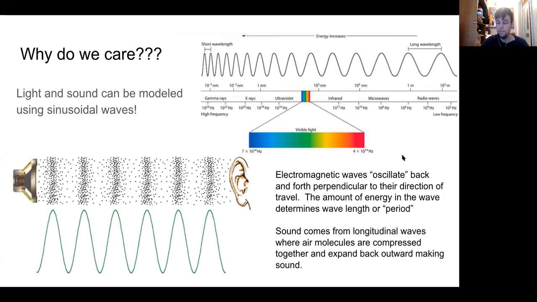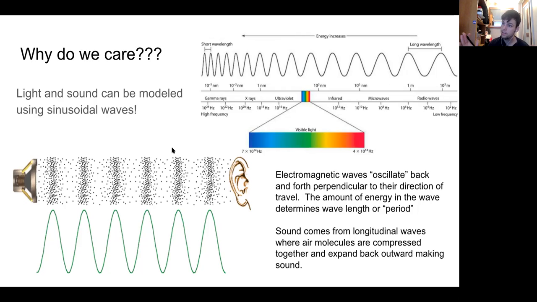All right, so why do we care about this stuff? Why do we create sinusoidal curves? What do they do? Turns out, especially in physics, they are pretty useful. Light and sound can be modeled using these sinusoidal waves. So light waves actually form something that looks and behaves very similar to a sinusoidal curve. Same thing with sound.